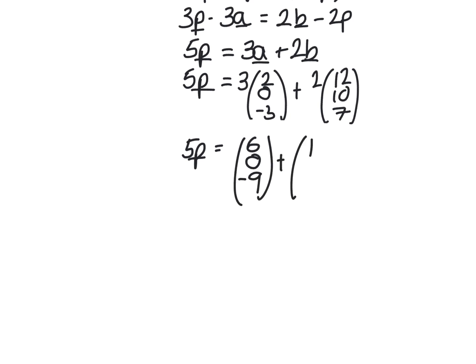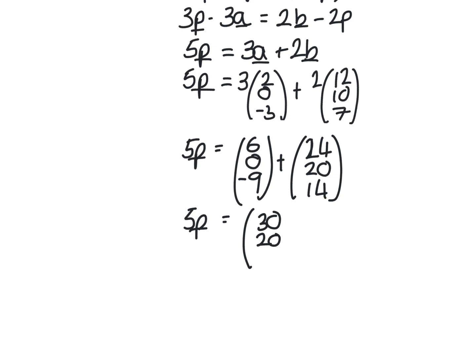Add 24, 20, 14. So 5P equals, 6 add 24 is 30, 0 add 20 is 20, and minus 9 plus 14 is 5. Notice they're all multiples of 5, so you can just divide by 5. A good tip: if they weren't divisible, you've messed up, they should be divisible nicely. And that will give us 6, 4, and 1.